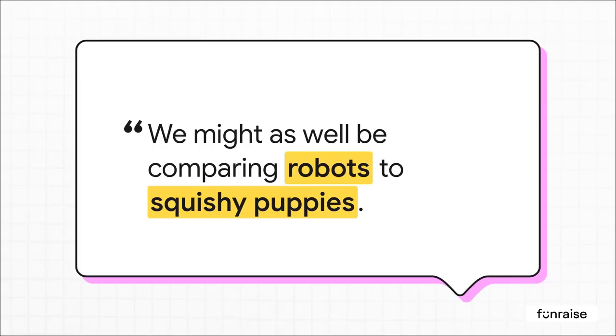Honestly, the difference is so big. Our blog post put it this way, and I love this. We might as well be comparing robots to squishy puppies. And it's so true. One is all about data and logic, the robot. The other is about warmth, connection, the squishy puppy. You kind of need both, right? The brains and the heart.